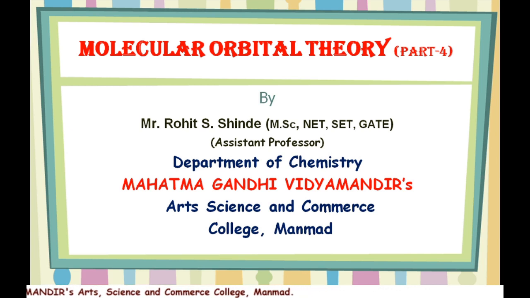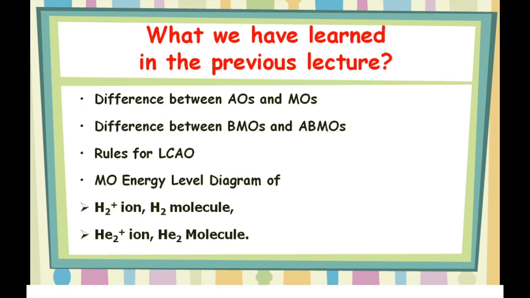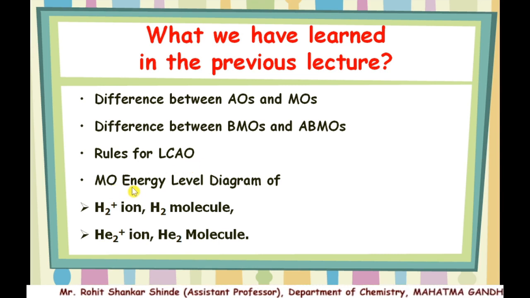It gives me immense pleasure to present Molecular Orbital Theory Part 4. In the previous lecture, we have seen the difference between atomic orbitals and molecular orbitals, the difference between BMOs and ABMOs, rules for LCAO, and molecular orbital diagrams of H2 plus ion, H2 molecule, He2 plus ion and He2 molecule.